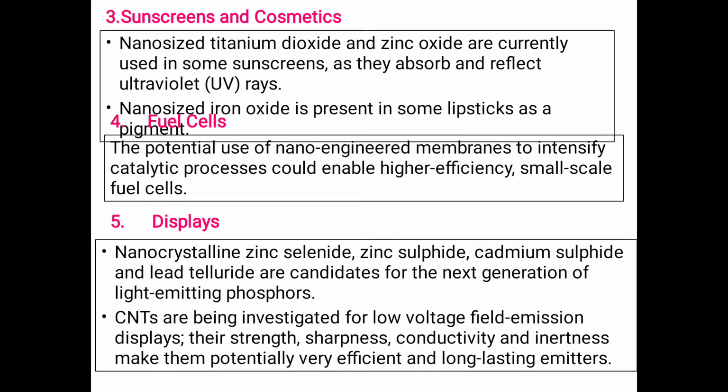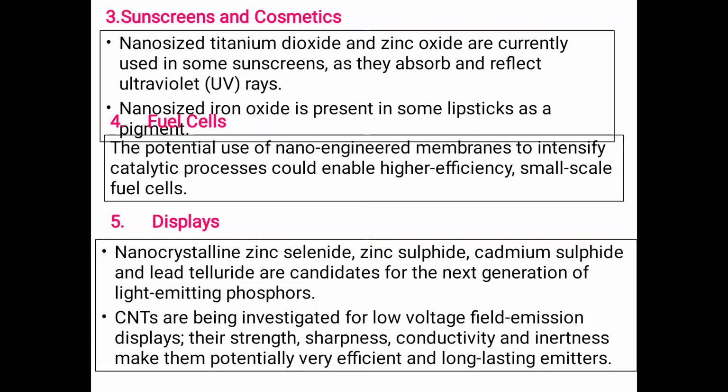So nanomaterials can also be used in sunscreens and cosmetics. Nano-sized titanium dioxide and zinc oxide are currently used in some sunscreens as they absorb and reflect UV radiation. Nano-sized iron oxide is present in some lipsticks as a pigment. They can also be used as fuel cells. So these nano-engineered membranes can be used in catalytic processes which could enable higher efficiency in fuel cells.